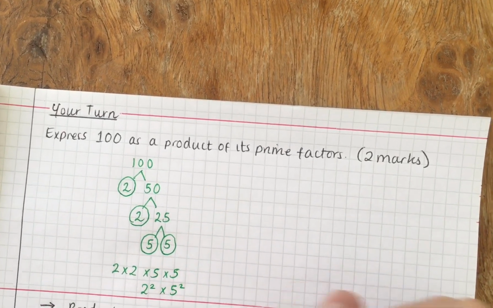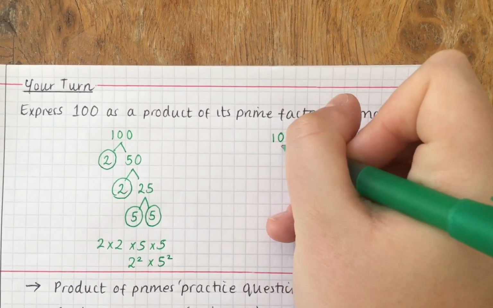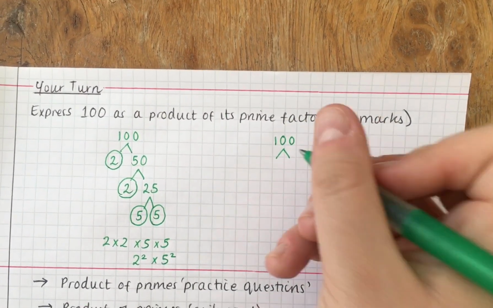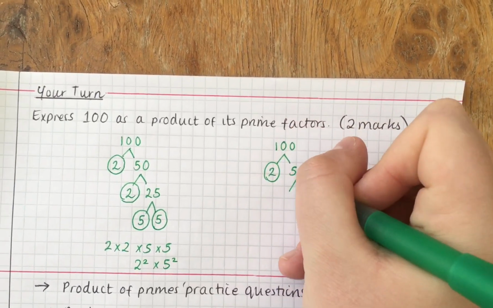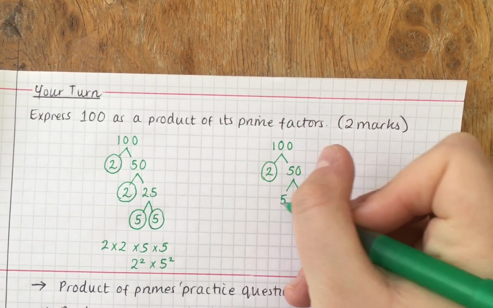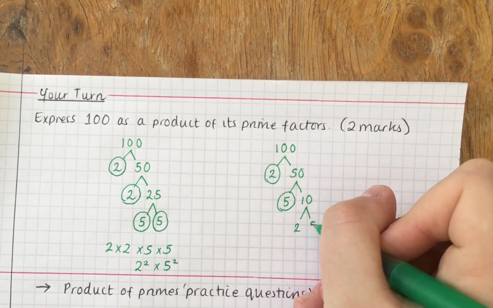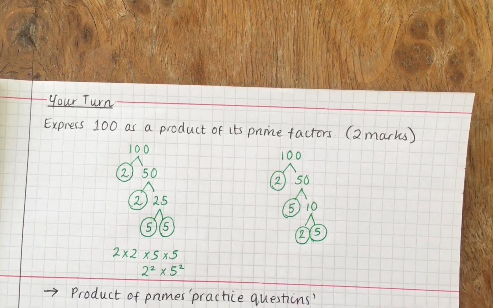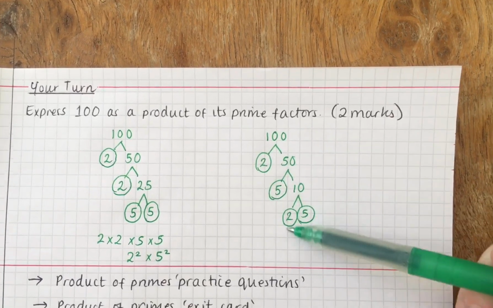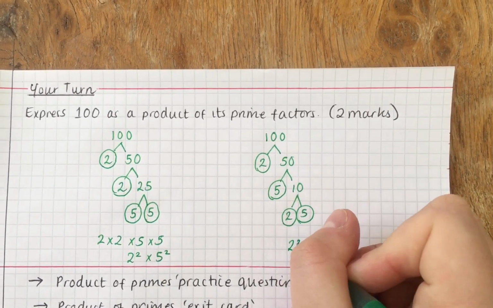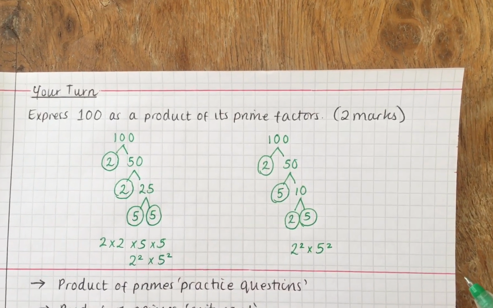Now, just to show you that you can do this in more than one way, let's say when you started with 100, you instead did 2 and 50, and then you did 5 and 10, because 5 times 10 is 50. Circle the 5, split up the 10, 2 and 5. You actually end up with the same answer. No matter what you do, if you've done it correctly, you should always end up with 2 squared and 5 squared. Okay, so your factor tree might look different, but your answer should be the same.